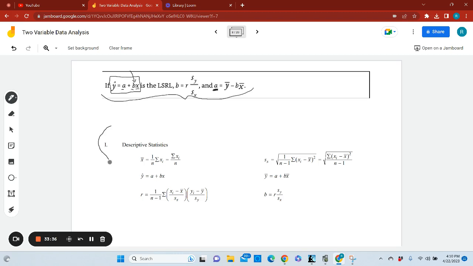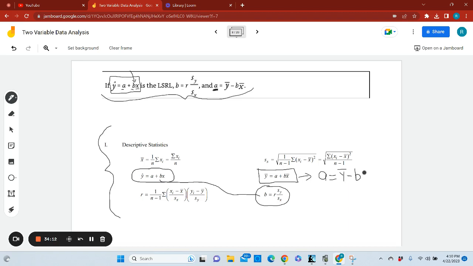This is a copy of one section of the formula sheet from the exam. Here is the formula for the least squares regression line. Here is the formula for the slope of the least squares regression line. There's B. And here is the formula. They have it a little bit out of order. I would like it better if this was solved for A. The y-intercept for the least squares regression line is equal to y bar, or the average of the y values, minus the slope of the regression line times the average of the x values.